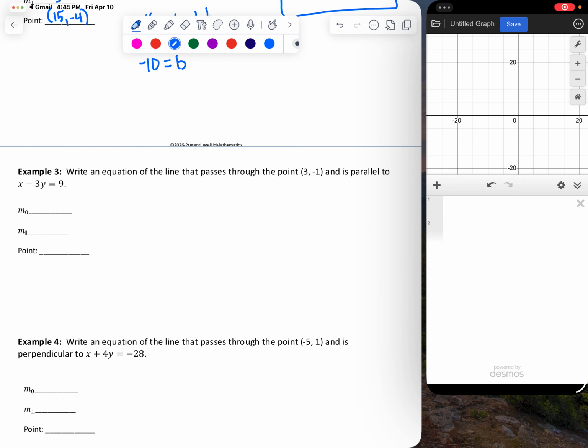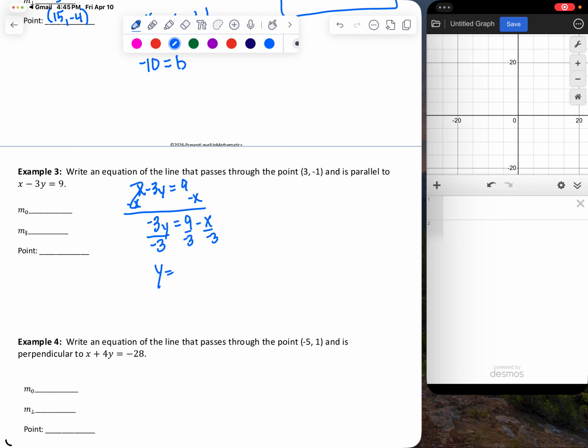Now, this time, it's a little bit harder to identify our original slope because our line is written in standard form. So if your line is written in standard form, we're going to need to rewrite that into slope-intercept form. So let's subtract x from both sides. We want to get the y by itself. So this would zero out. -3y would equal 9 - x, and then divide everything by -3.